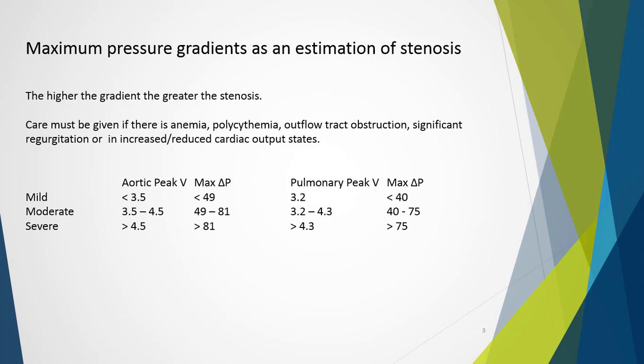So if we're looking at the aortic valve here, if we obtained a peak velocity of less than 3.5 meters per second, most likely it's going to be in the mild category. Considering if we get velocities of more than 4.5 meters per second, it's most likely to be severe. And then there are similar sorts of numbers associated with the pulmonary valve.